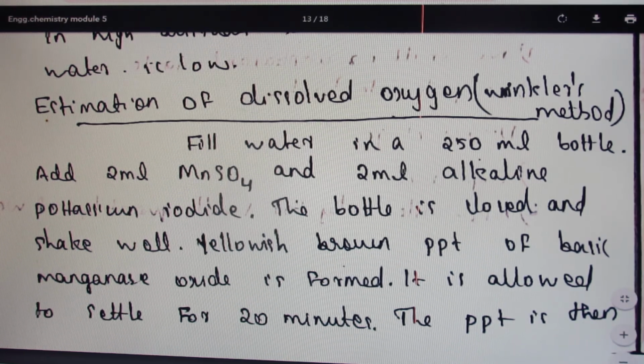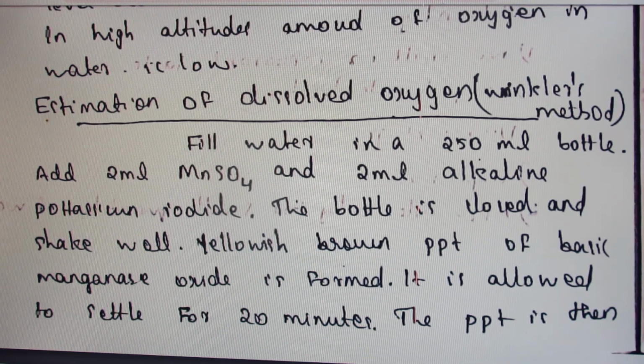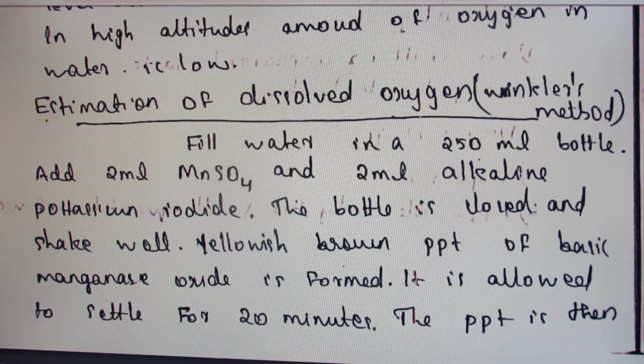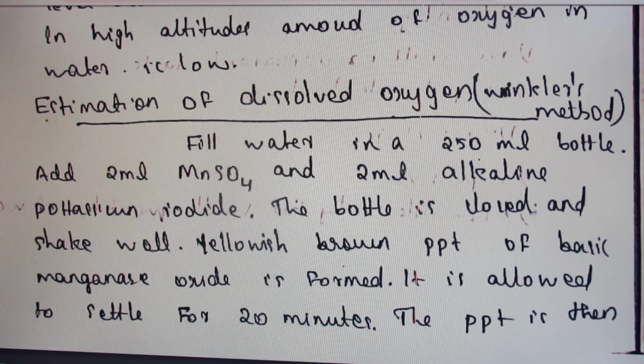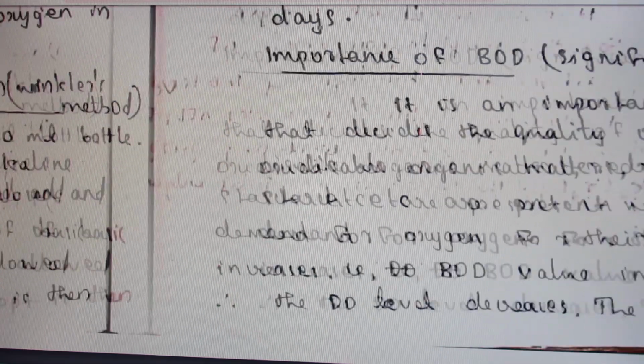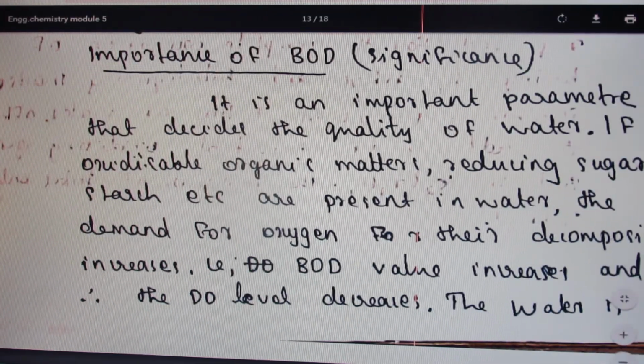Okay, so first we take a 250 ml bottle, then manganese sulfate, alkaline potassium iodide, etc. are to be added. Then we obtain a yellowish brown precipitate, which is formed because we shake it well. After that we allow it to settle for 20 minutes. Okay, then what is the next stage?